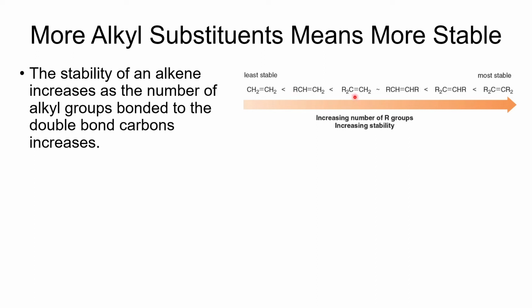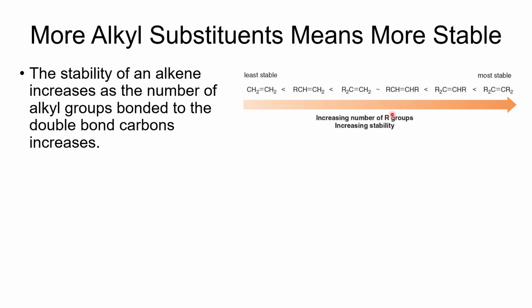With two, it's more stable. Now you'll notice here that it doesn't matter whether the two are on the same carbon or on opposite carbons. They're going to be pretty close in stability. With three alkyl groups, it is even more stable, and with our trisubstituted alkene, it's even more stable. And for a tetrasubstituted alkene, it is the most stable.